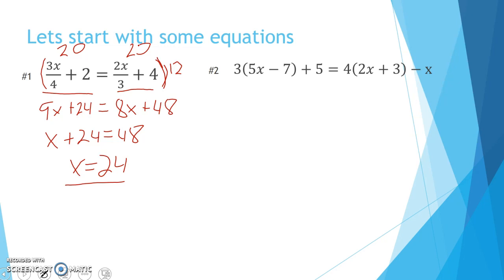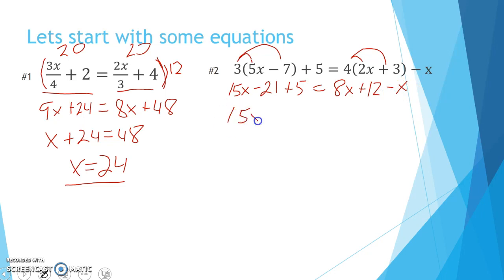Number 2 is a little bit different. We don't have any fractions, so we're not going to multiply by a common denominator, but I am going to simplify each side of this equation. Here I'm going to simplify the left side by distributing the 3. This is going to give me 15x minus 21 plus 5. And then on the right-hand side, I can distribute this 4, and that's going to give me 8x plus 12 minus x. And then I can combine like terms on both sides of my equation.